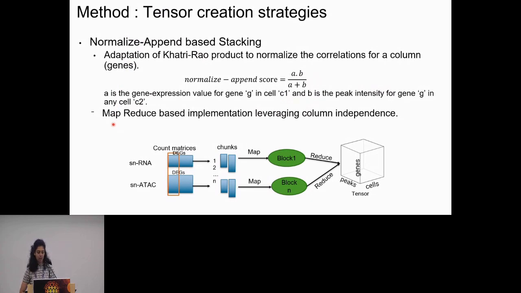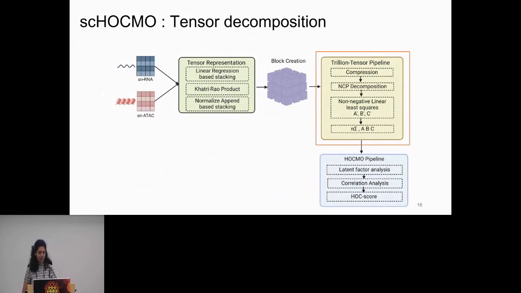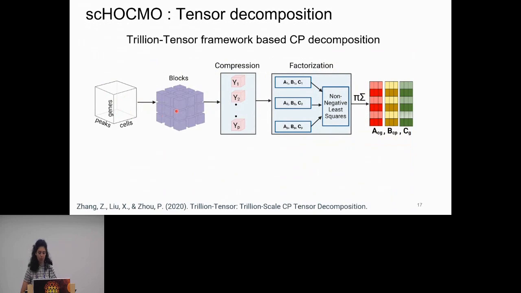And we introduced a map-reduce based implementation since we have a column independence that helps us to chunk the input matrices into smaller blocks, and then finally reduce it to create the final tensor of genes, peaks, and cells. This tensor is further decomposed using the trillion tensor pipeline. The trillion tensor pipeline chunks this larger tensor into smaller blocks, and each of these blocks is further compressed to obtain lower dimensional replicas.